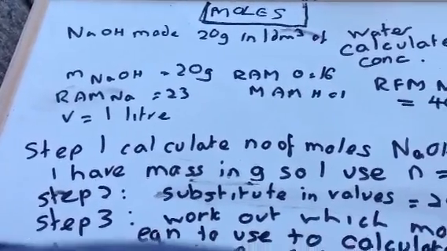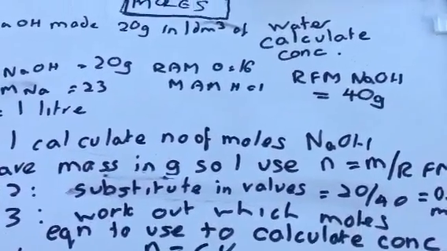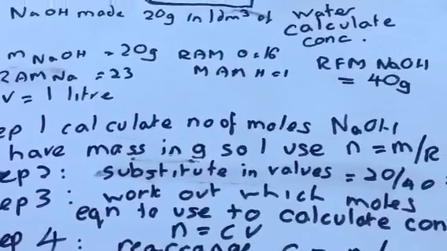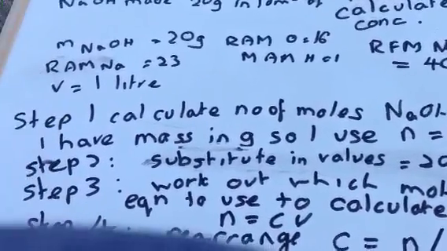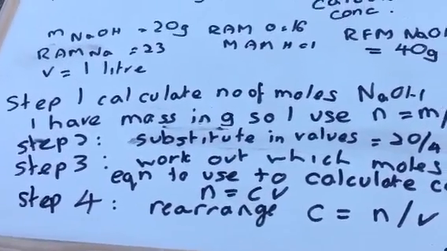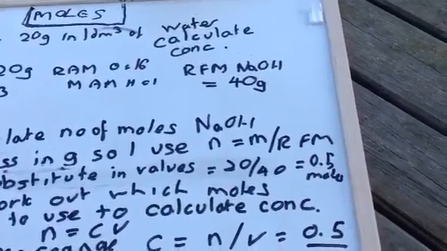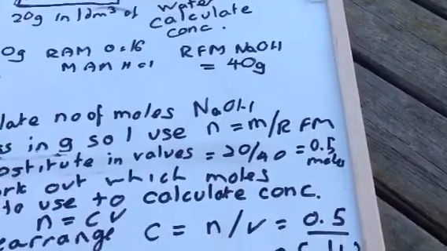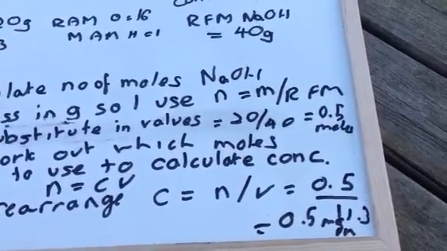Okay, so step 3 is to work out which equation I'm going to use to calculate the moles when I've got concentration. So therefore I'm going to use n equals CV, that's the only moles equation with concentration in it. And finally I'm going to rearrange that to make concentration the subject. So to do that I divide both sides by the volume. I already know that my number of moles is 0.5, my volume is 1, which gives me a concentration of 0.5 moles per decimetre cubed.